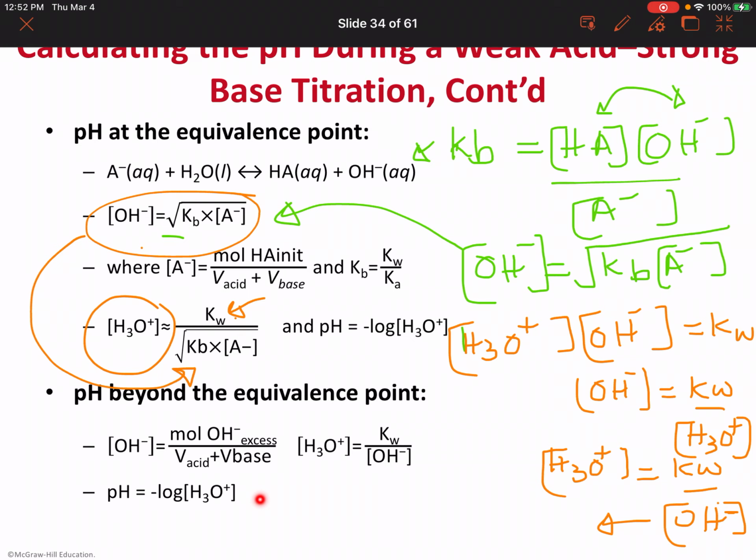Okay. It looks like a little longer calculation, but if you try to understand it step by step, it makes sense. Again, we find the excess moles of hydroxide by taking the total number of moles of hydroxide and subtracting the number of moles of not the hydrochloric acid, but the weak acid present at the beginning. That's how you calculate the number of moles of hydroxide in excess.